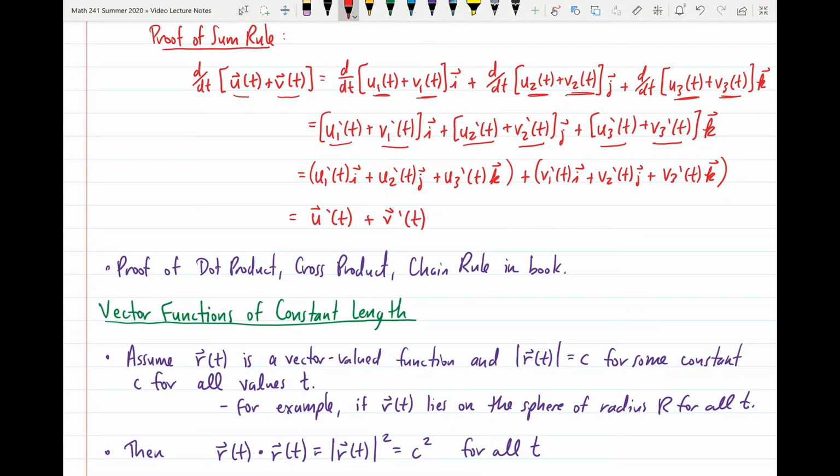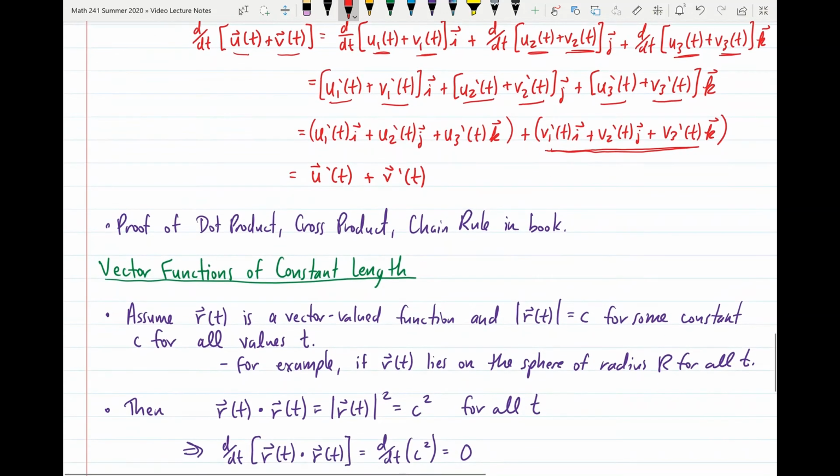And now we can make things look a little bit nicer. So we group all of our u components together, and we get u1 prime of t i plus u2 prime of t j plus u3 prime of t k. And then the same thing for all of our v components over here. And of course, we can rewrite that as just u prime of t plus v prime of t, since u1, u2, and u3 are the component functions of u.